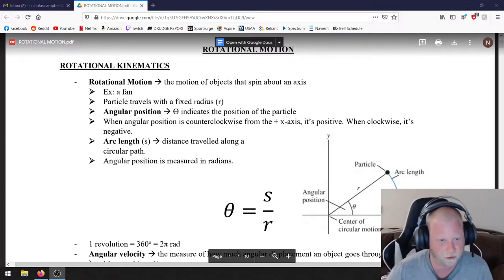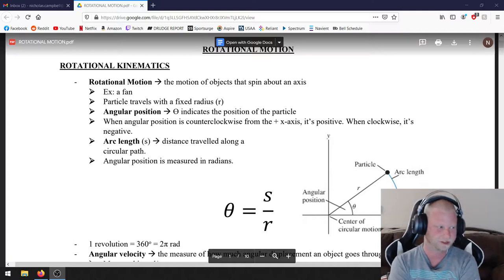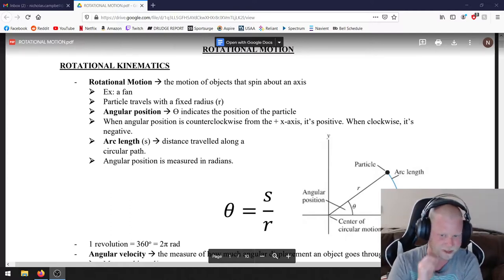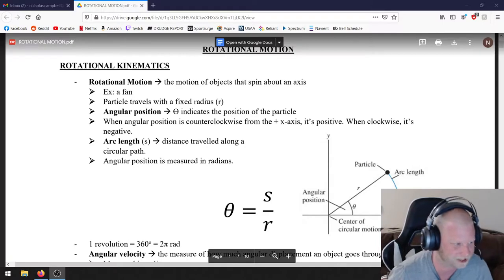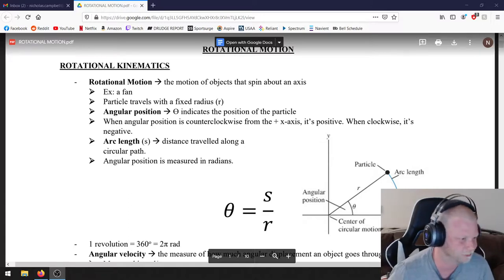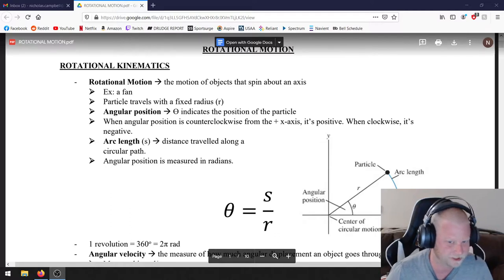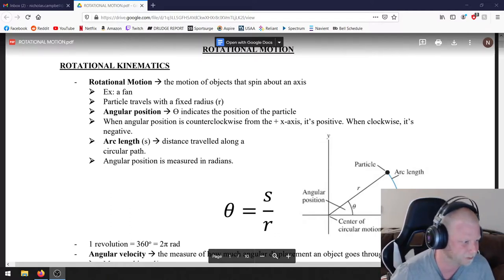Now, with linear kinematics, what we cared about was displacement in meters, right? X. But when we're talking about rotational kinematics, we don't care about some linear distance. Rather, we care about the amount of angle that the object sweeps through. So theta is going to represent the angular displacement of the particle.